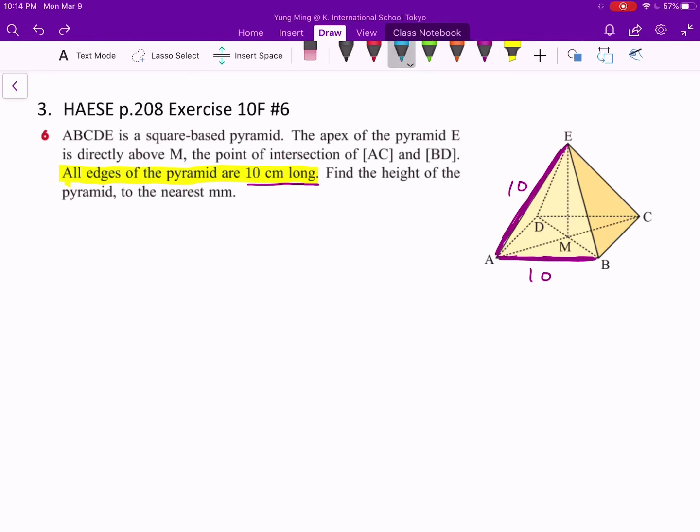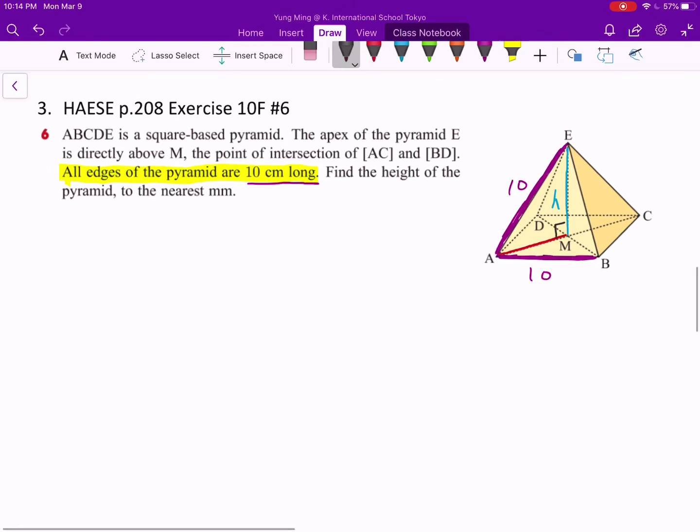We are going to find the height of the pyramid. So let's mark that down. This is our h. We need to solve for h for this question. Now, first of all, if you draw another red line over here, you will get a right angle triangle right here. The problem is I don't know how long this is. Let's call it x.